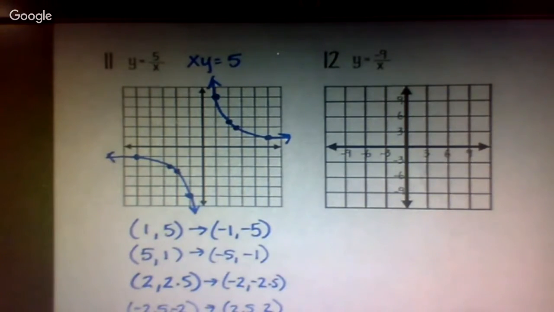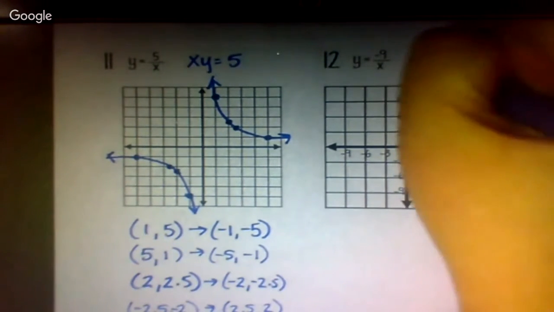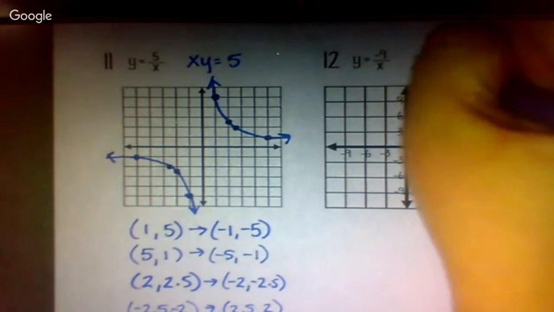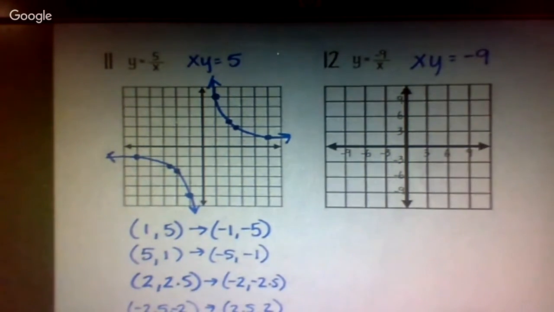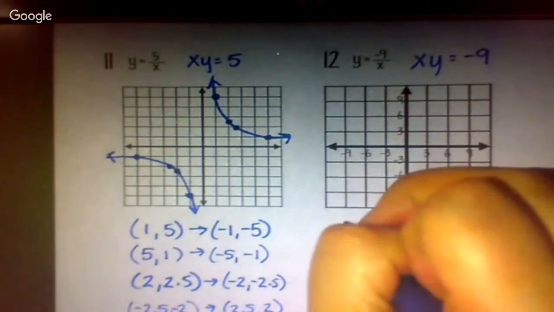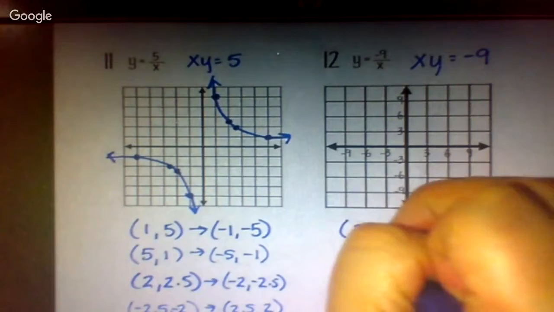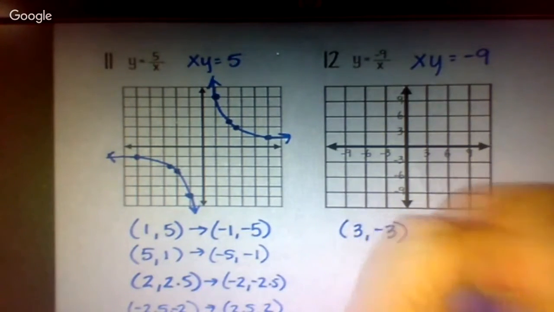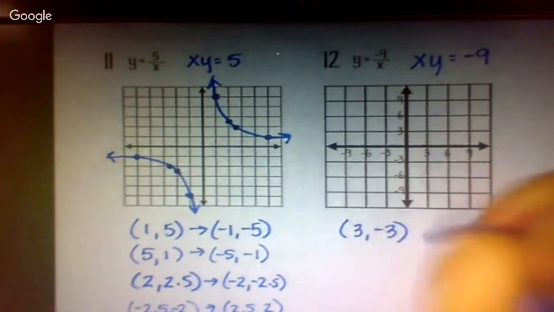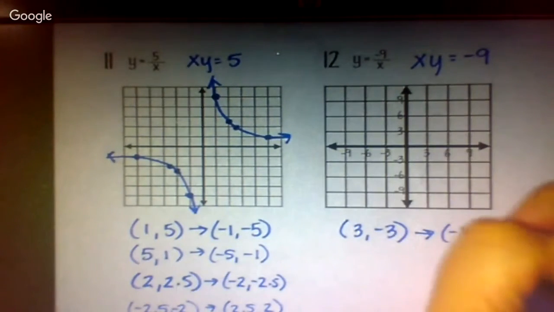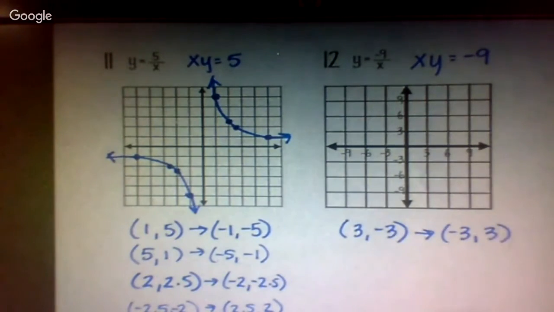Okay. And finally, number 12. Again, I can rewrite this as x times y equals -9. So what two numbers multiply together to give me -9? 3 times 3. Remember, one needs to be negative because I need a -9. So I can do 3 times -3 or -3 times 3.